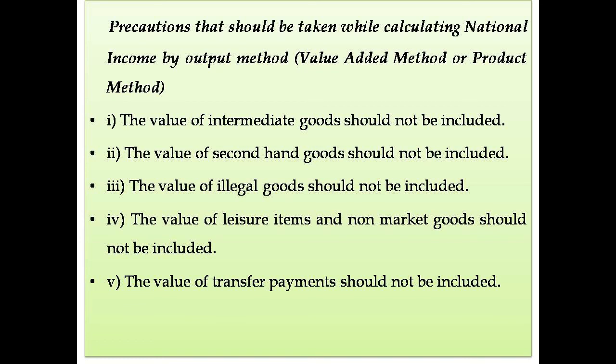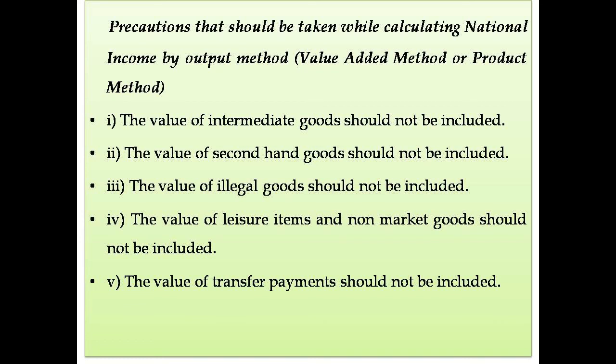Value of second-hand goods should not be included. Why should the value of second-hand goods not be included? Because second-hand goods value is already included in a previous year. Now we should not include it. Value of illegal goods should not be included. Smuggled goods values and other illegal goods value should not be included. Value of leisure time items and non-market goods should not be included. Non-market goods means goods that are not meant for selling in the market.